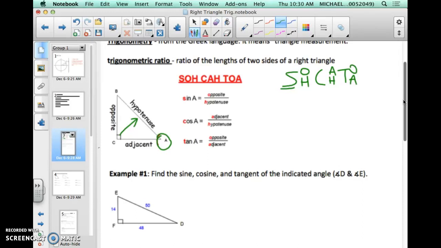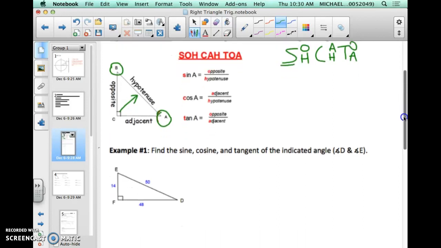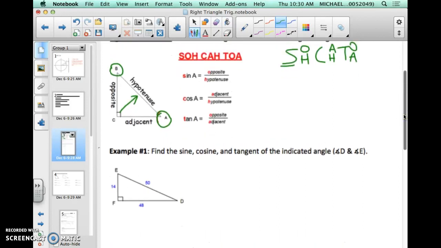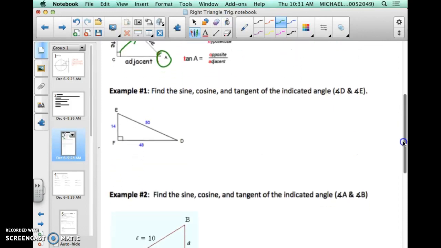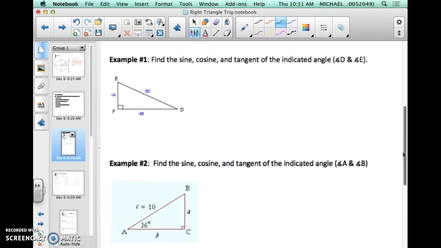If this switched over and we wanted to find ratios of angle B, then the opposite and the adjacent would switch locations because we switched angles. And we're going to talk about that in just a minute. But that is SOHCAHTOA. Please familiarize yourself with that, and those are the ratios in reference to a given angle of sine, cosine, and tangent. Now, if I'm going to put that into action in example 1, it says find the sine, cosine, and tangent of the indicated angle. I'm going to do angle D, and then I'm going to ask you to do angle E.